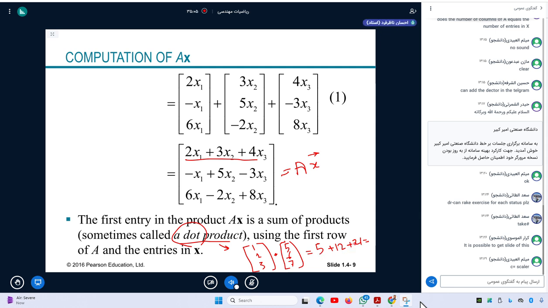If you add all of these, 5, 12, 21, I think it is 38. So the result of a dot product of two vectors is a scalar. So this is 38. We won't be reaching that point in the first chapter, but I just wanted to clarify that.